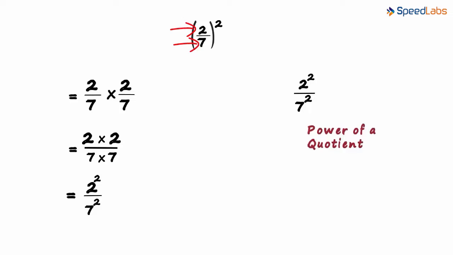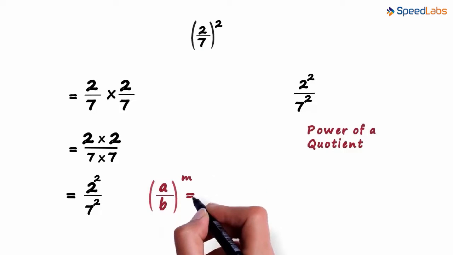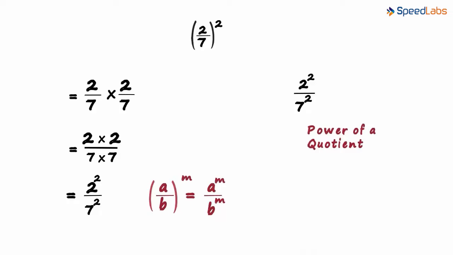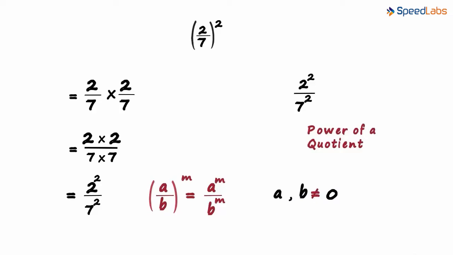Once we understand a property, it is important to write it down in the general form. It can be written as a divided by b, the whole raised to m, equals a raised to m divided by b raised to m, provided a and b are not equal to 0. As in the previous property, the brackets here are extremely important, and this term is read as a divided by b, the whole raised to m.